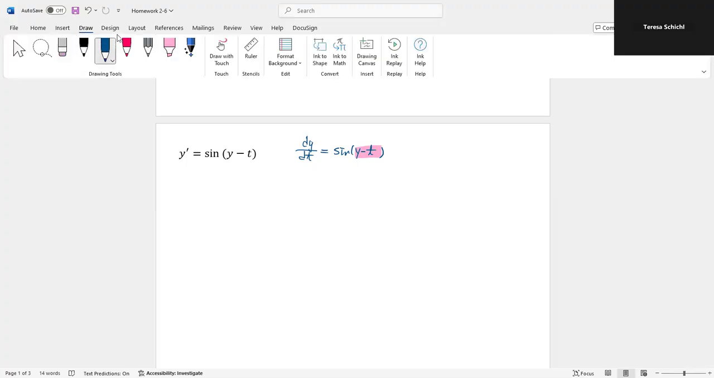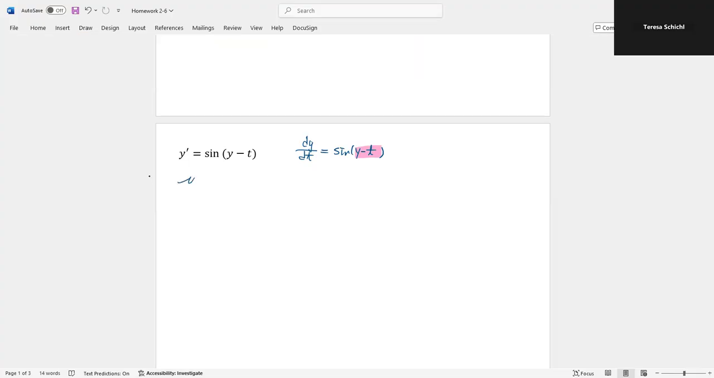So now let's try to do a substitution. I substitute u equal to y minus t, okay? Then du/dt is going to be equal to dy/dt minus 1, correct? All right, so now I will replace dy/dt, moving the 1 over, so it will be du/dt plus 1. Then I will put this back here.